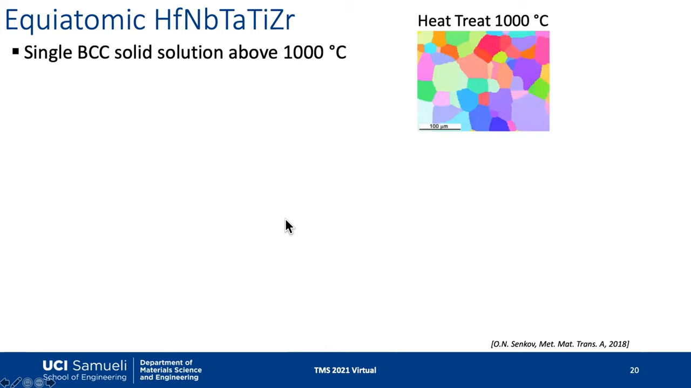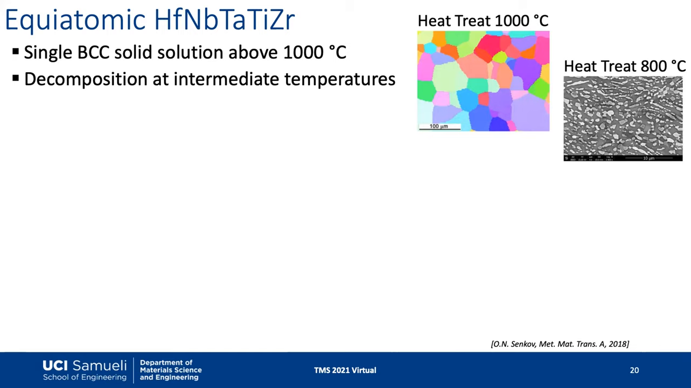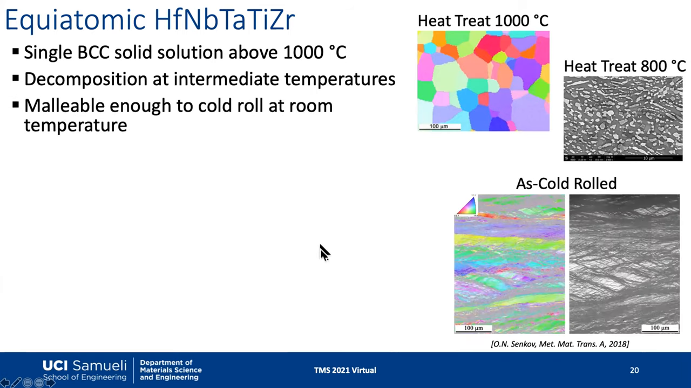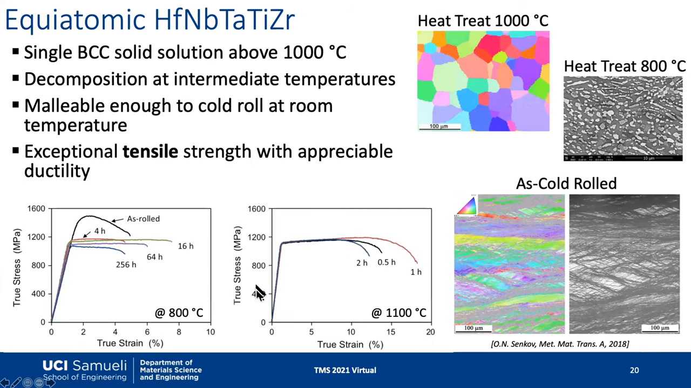Looking at the group 4B, the hafnium, niobium, tantalum, titanium, zirconium system, this is another side of the RHEAs with mainly subgroup 4 elements, which also possess a single BCC phase above 1000 degrees centigrade. But they exhibit, at intermediate temperatures, a secondary BCC phase. They're also interesting in that in the single phase state, it is highly malleable enough to cold roll at room temperature. This means that tensile samples can be prepared, and from the post-deformation annealing treatments, we see exceptional tensile strength with appreciable ductility achieved.